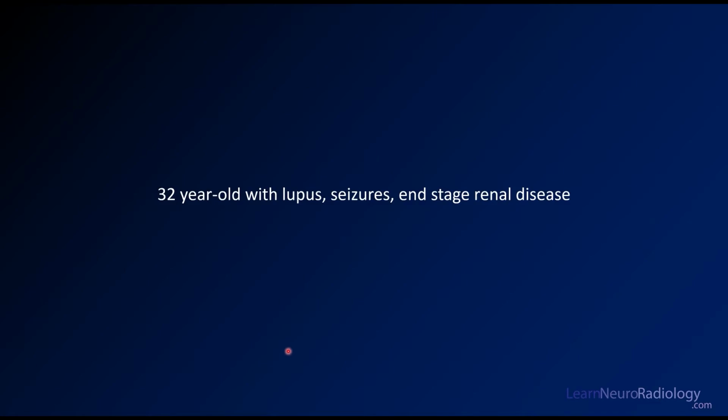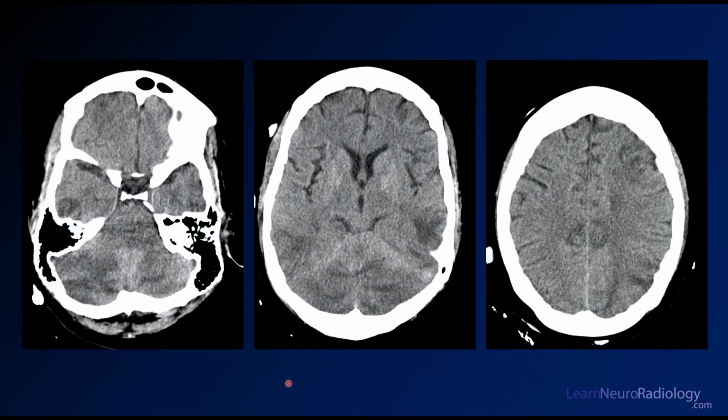Our next case is a 32-year-old with lupus, seizures, and end-stage renal disease. Here you see some images from a CT. You can tell that the CT right away isn't super normal. You've got some areas of hypodensity in the temporal lobe here, for instance. Cerebellum doesn't look so great. It looks a little swollen. Maybe you don't see the fourth ventricle all that well.